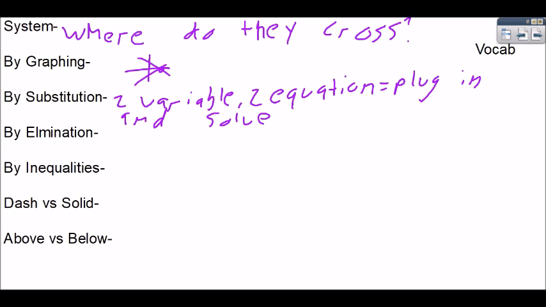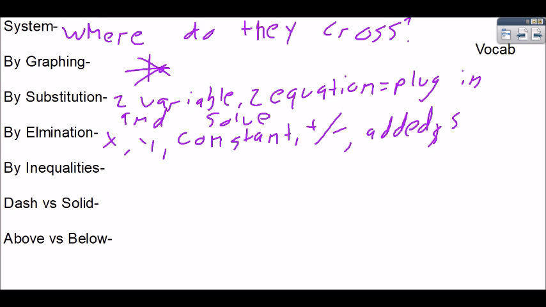By elimination, that means we got lined up x, y, and constant, and then we made sure that one was positive, one was negative, we canceled, and then we solved. By inequalities, that's where we graphed, and we had solid lines, dashed lines, and we shaded, and where did the shading overlap?